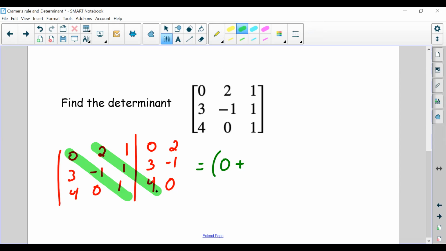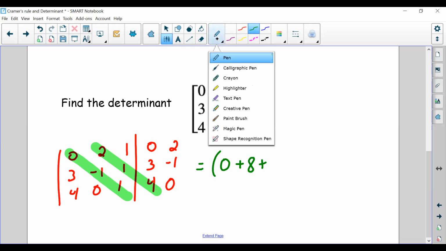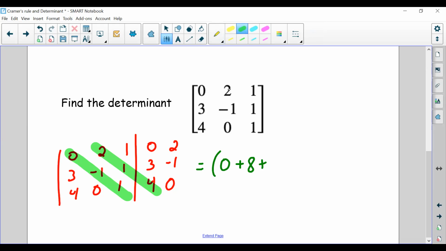Okay, so now I'm going to take 2 times 1 times 4, which is 8. So I'm going to add 8 here, plus my next diagonal down. And then I get to the end of the determinant, so I'll be done. So I've got to do this next diagonal down. So 1 times 3 times 0, which is 0.